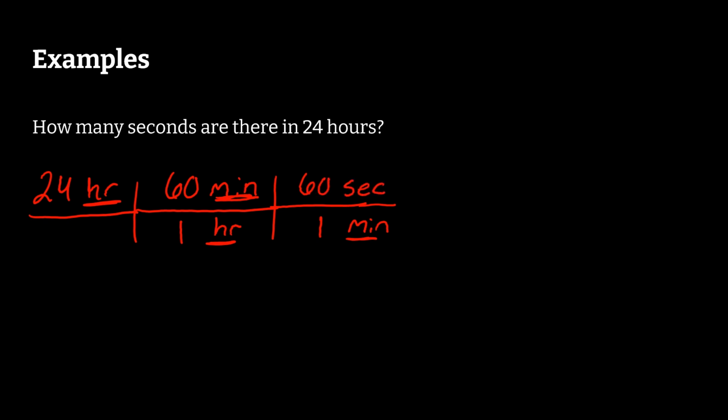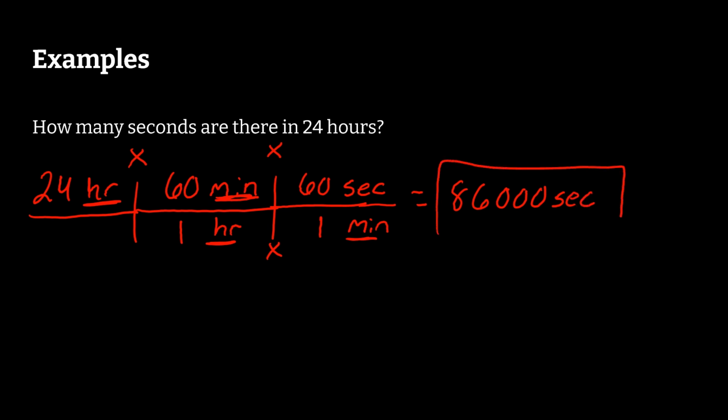And then we're able to solve. We're going to multiply everything on top, multiply everything on the bottom, and divide. In this case, with the ones being on the bottom, we're just going to end up dividing by 1. So we get 24 times 60 to be 86,000 seconds as the answer.